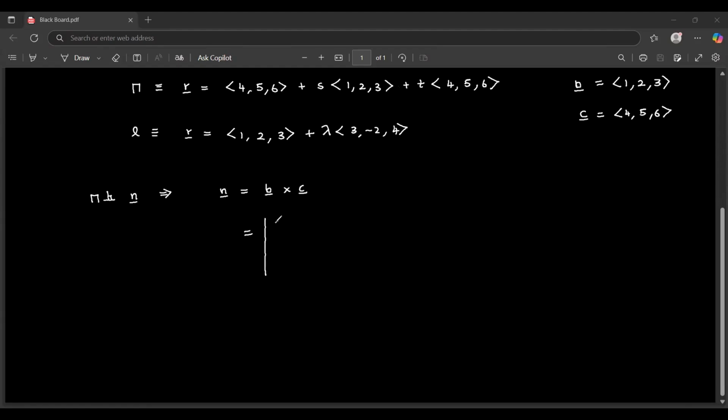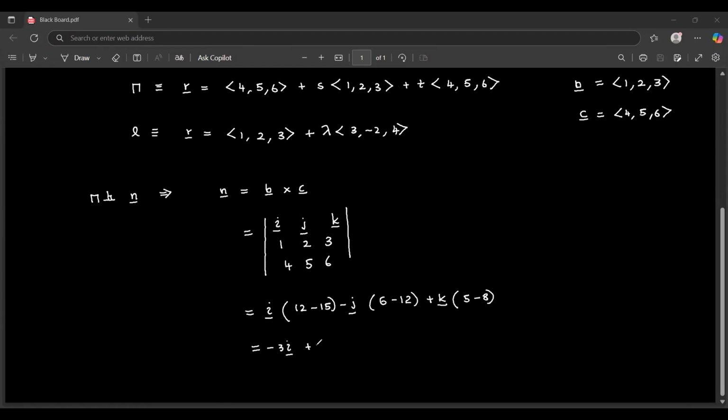So let's find that out. This is i, j, k. Since we have written down b here, let's write down 1 2 3 first, then c, so 4 5 6. So the normal vector n will be equal to i into (2 into 6, 12, minus 15), minus j into (1 into 6, 6, minus 12), plus k into (1 into 5, 5, minus 8). So we will get minus 3i plus 6j minus 3k.